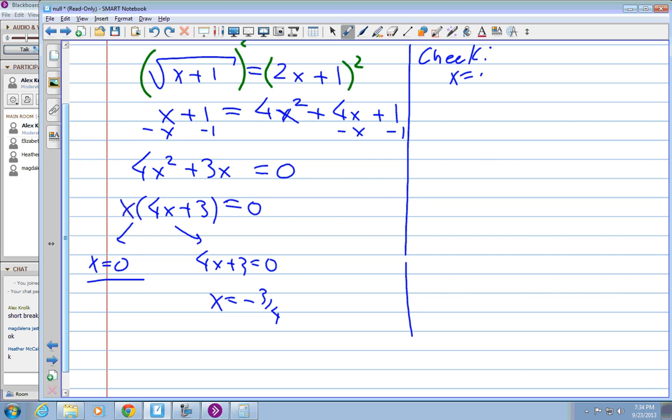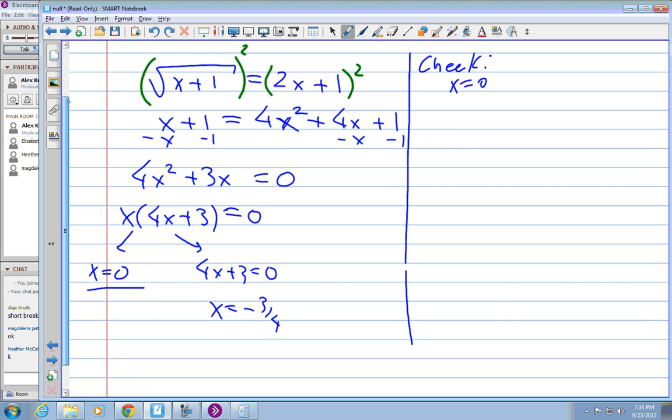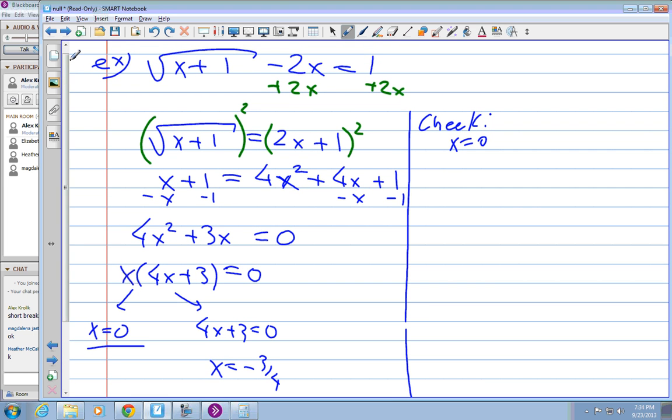So if I do x equals 0, I'll plug it back into the original equation, which was all the way up here. So I'll get the square root of 0 plus 1 minus 2 times 0. Will that equal 1? Yes, right? I have the square root of 1 equals 1, so check. So x equals 0 works. Okay? We also have to check the other one.